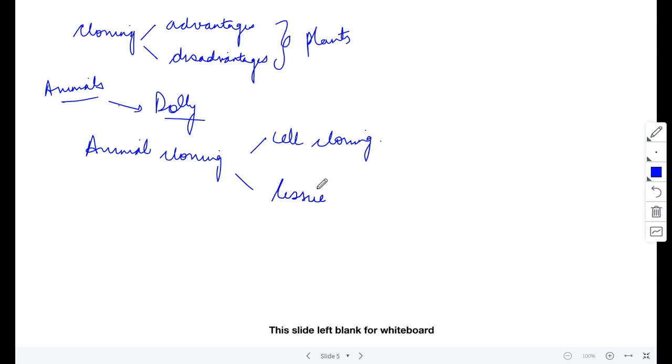Now what is tissue culture? I'll tell you what is tissue. Tissue is basically when lots of cells come together and carry out one function, that we call a tissue. So tissue culture means the scientists can grow new skin, cartilage in a laboratory, in very sterile methods.